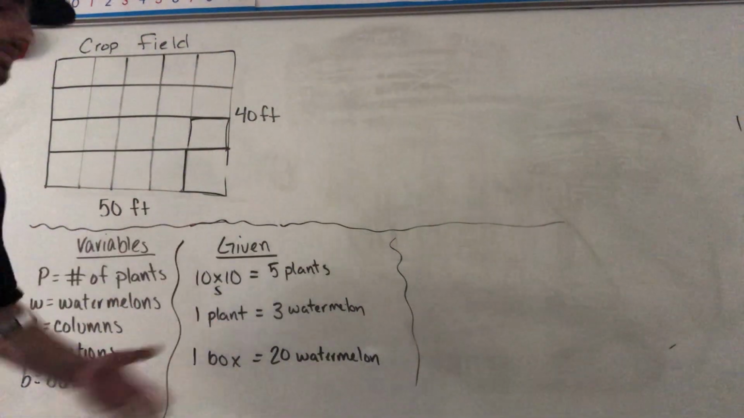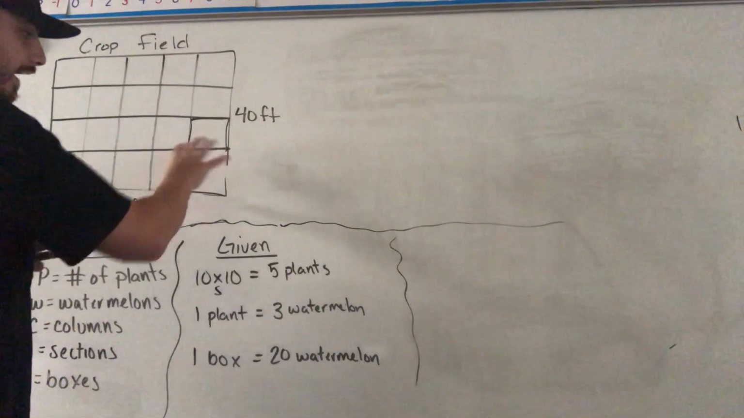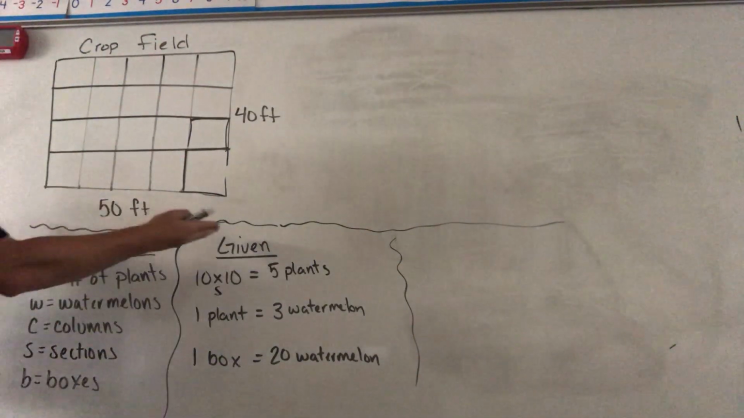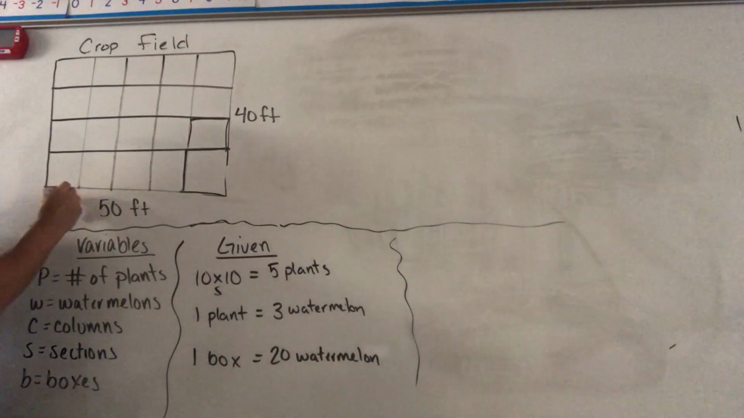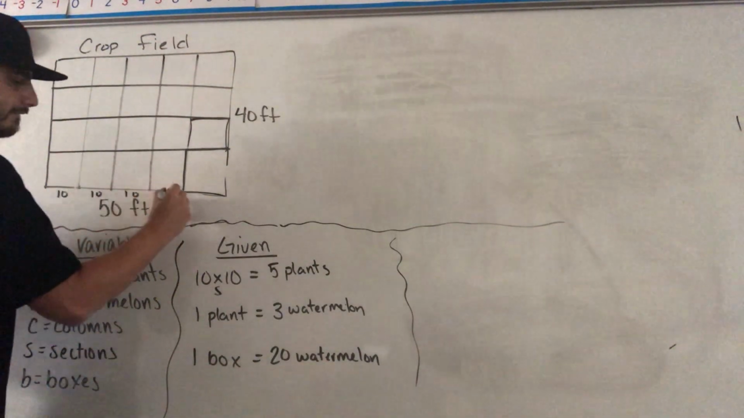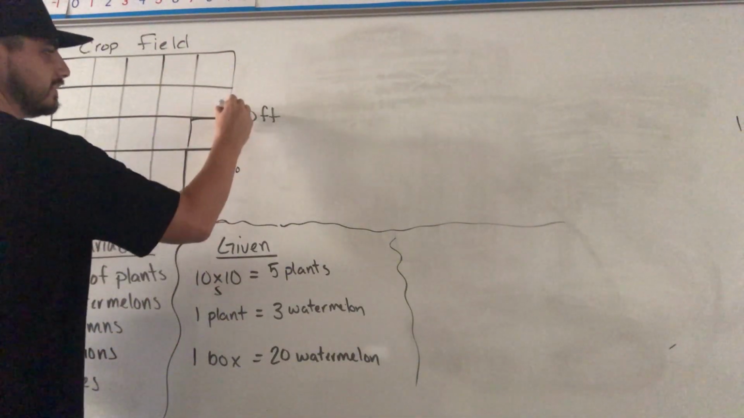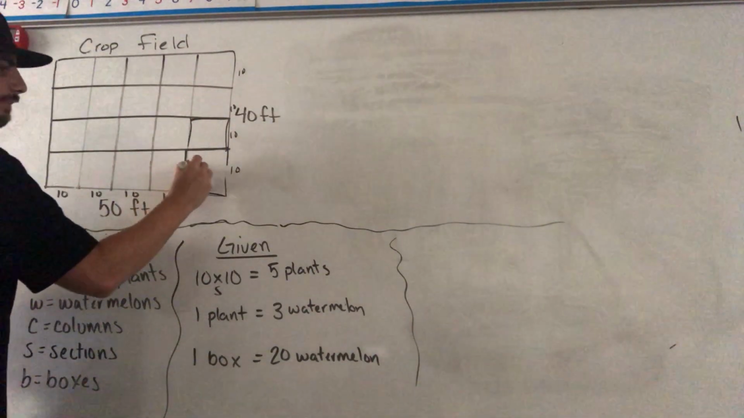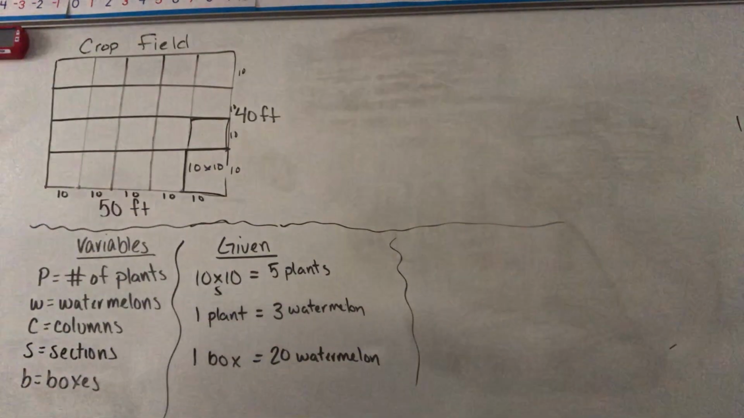Okay, this is our given information here. For every 10 by 10 feet area, there's 5 plants. Well, if it's 50 feet wide, I split it up into 5 different sections. So each section is 10 feet, 10 feet, 10 feet, 10 feet. And it's 40 feet long, so I went 10 feet, 10 feet, 10 feet, 10 feet. That's 4 sections. So each one of these sections is 10 by 10.